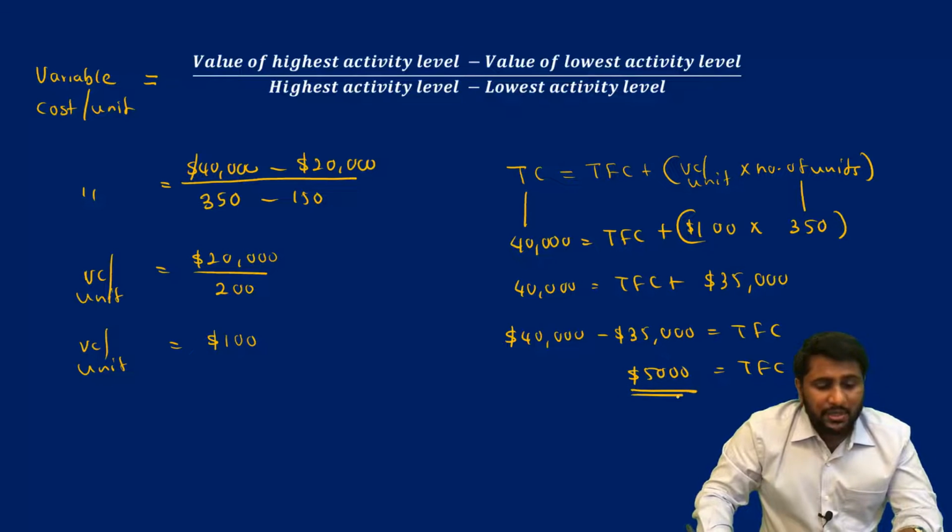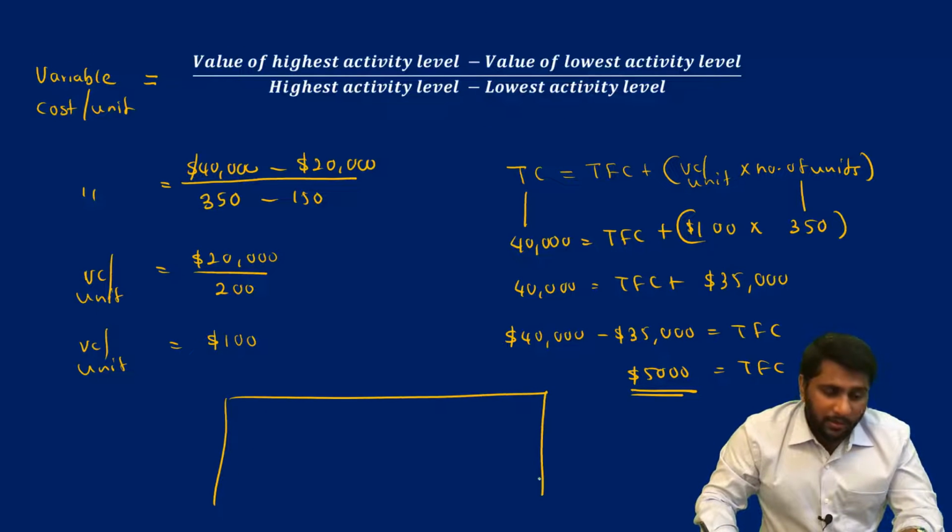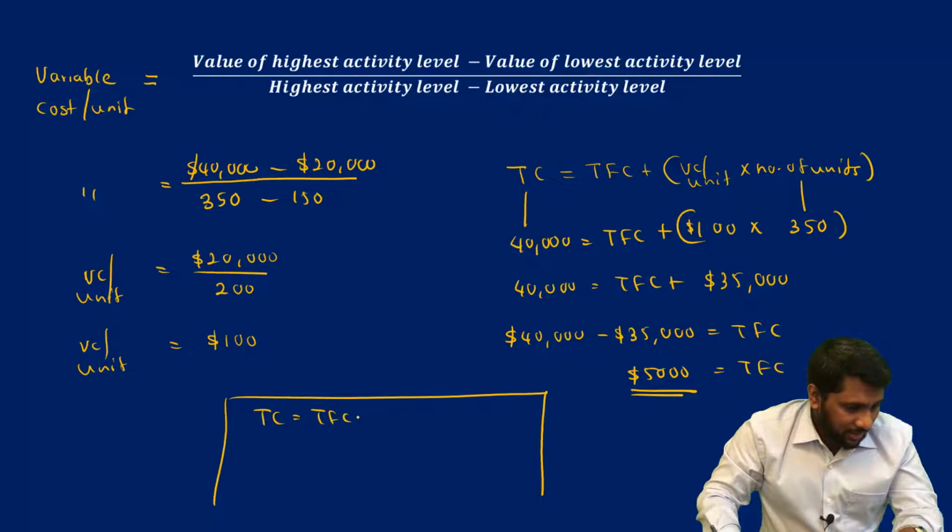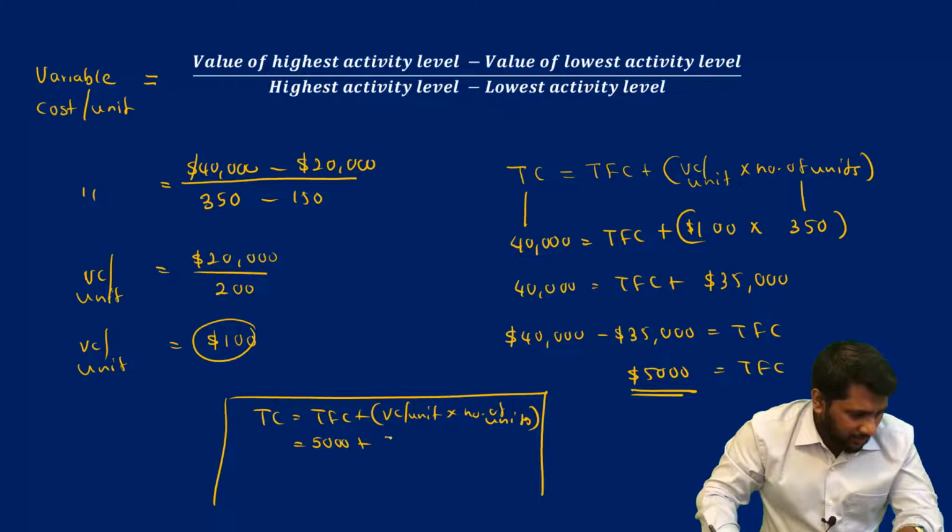Okay. So whether this total fixed cost is correct or not, you can confirm your answer using another number. So let me confirm it. Total cost equals total fixed cost plus variable cost per unit into the number of units. So we calculated the total fixed cost as how much? 5,000. And we know variable cost per unit is how much? 100. Variable cost per unit is 100.